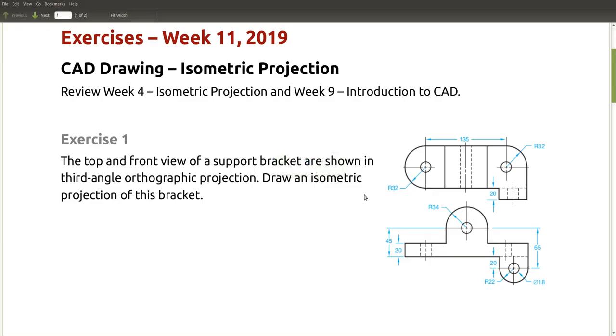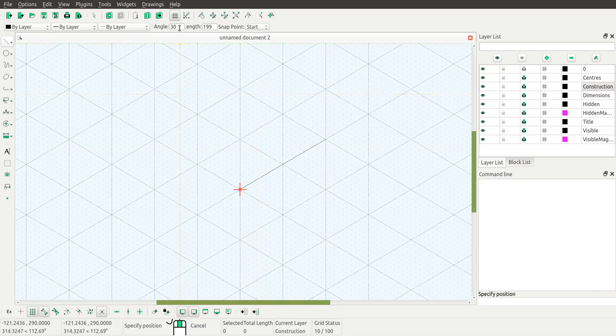Now I want to draw the depth of the object. The depth of this object is this distance from here to here, which is 32 times 2. So that is 64 millimeters. So that's an angle of 150 degrees at a distance of 64 millimeters. I'm going to turn off snap to the grid because I want to only snap to the endpoints of lines. And I'm going to put in a line there, and I'm going to put another one at the end of that line there.